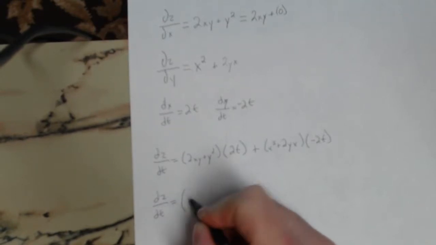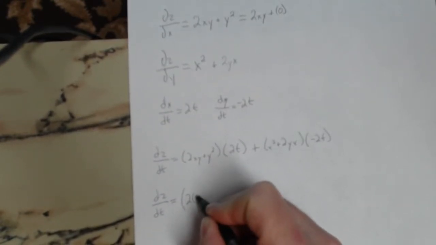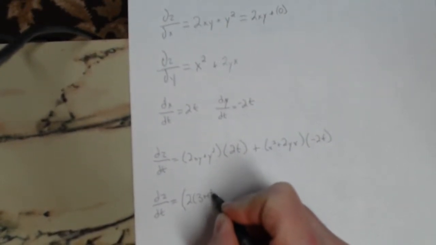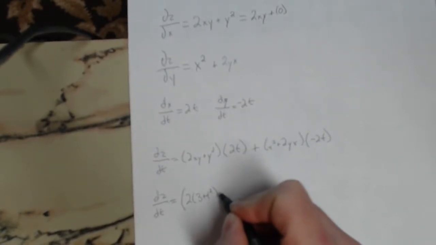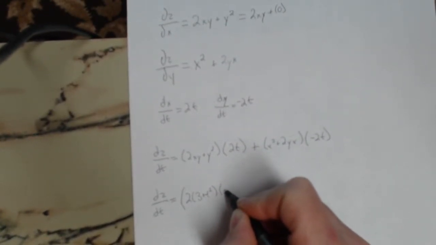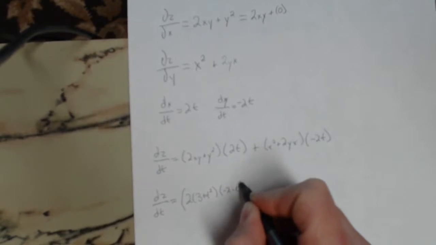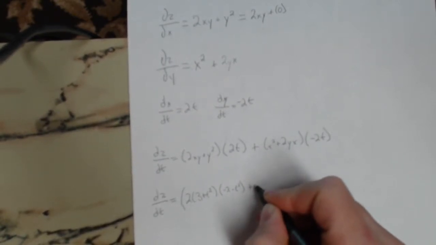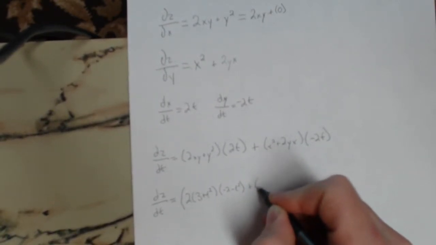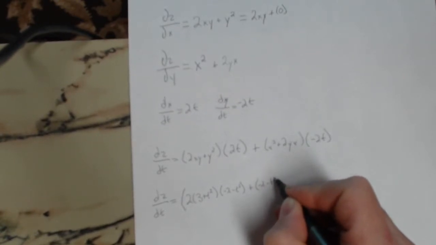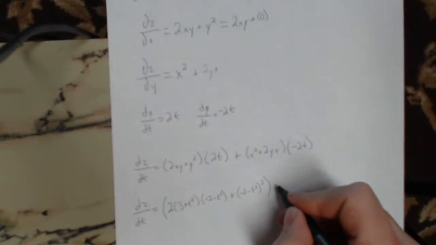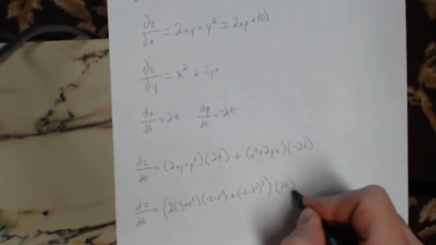And so in parentheses 2, and then replace x with 3 plus t squared. Replace y with negative 2 minus t squared. And then I add y squared, which is negative 2 minus t squared, squared. And that's this whole part in the parentheses. And then I multiply that by 2t. I'm going to take this plus sign and put it right here so that I don't run out of space on the right side of the paper.